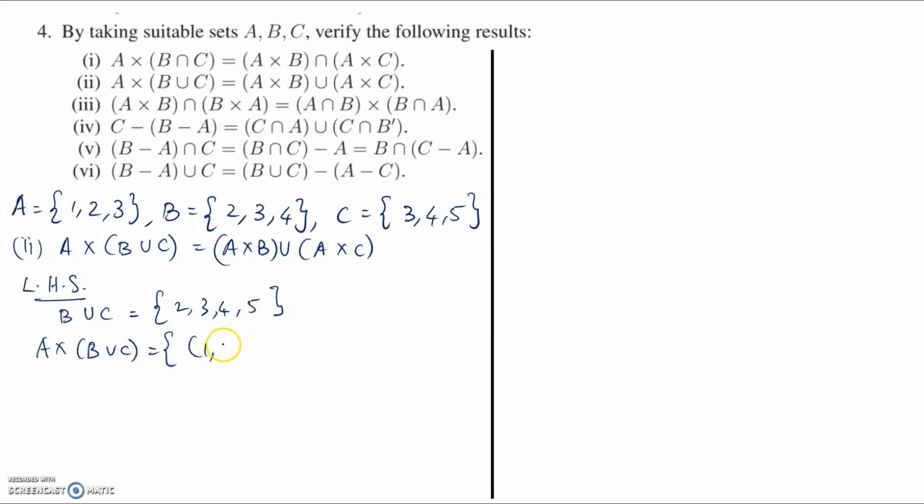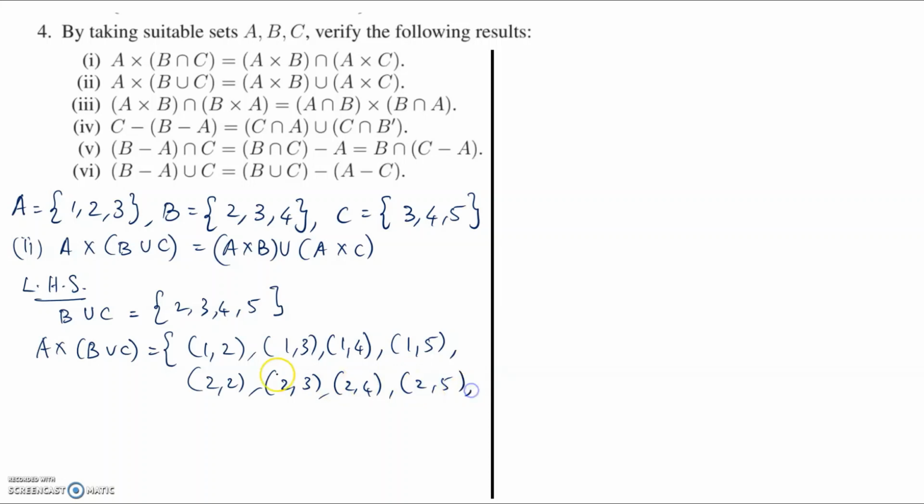1, 2, 1, 3, 1, 4, 1, 5. Then 2, 2, 2, 3, 2, 4, 2, 5. 3, 2, 3, 3, 3, 4, and 3, 5.